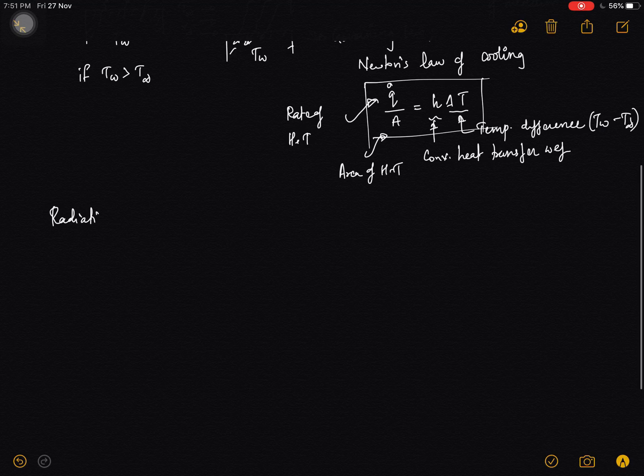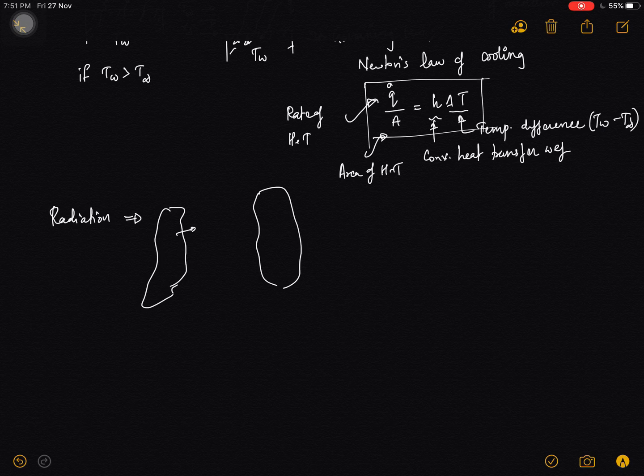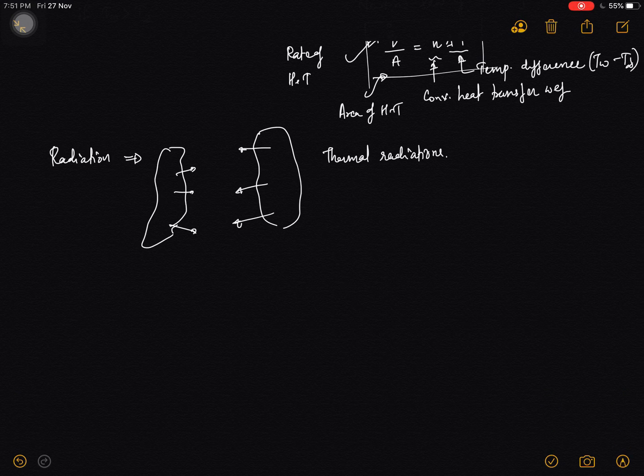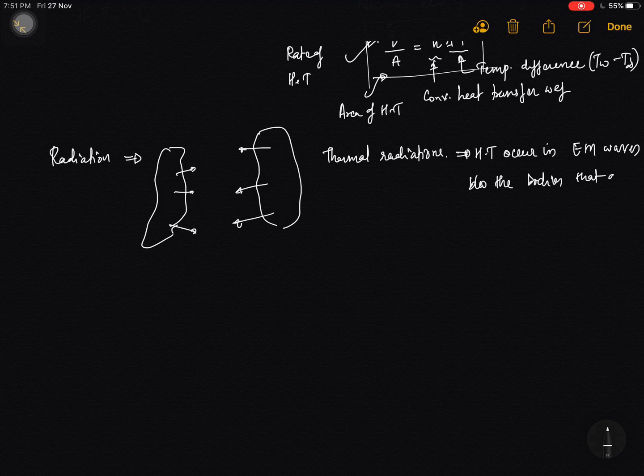For radiation, suppose there are two bodies placed in space, and these two bodies will emit radiations, and in this radiation concept we will be considering only thermal radiations. In thermal radiation, the heat transfer will occur in the form of electromagnetic waves between the bodies that are not in contact between them.